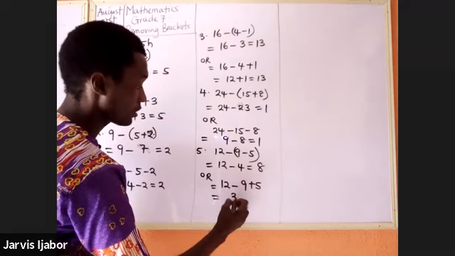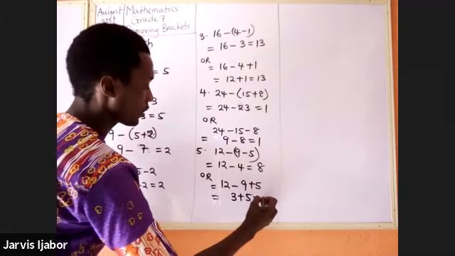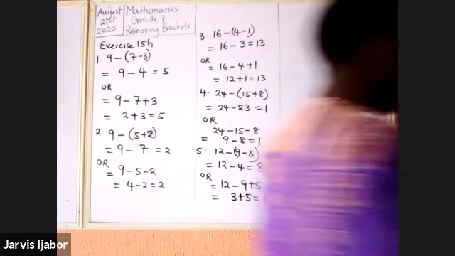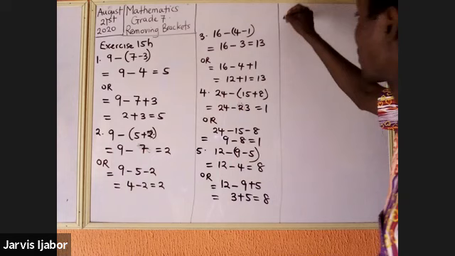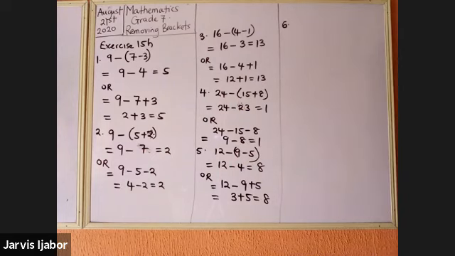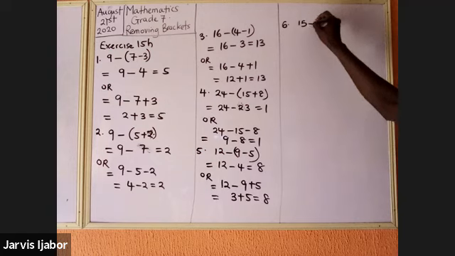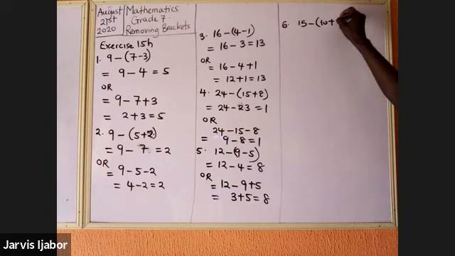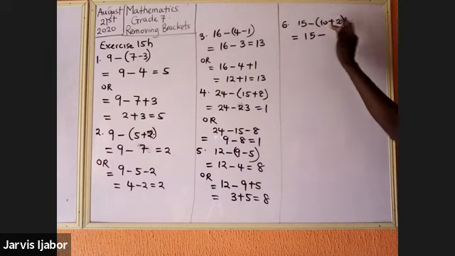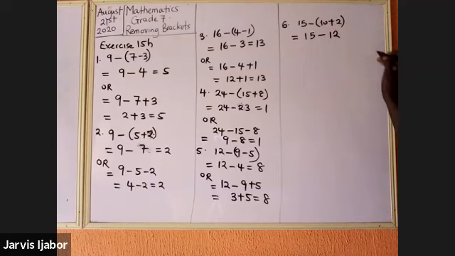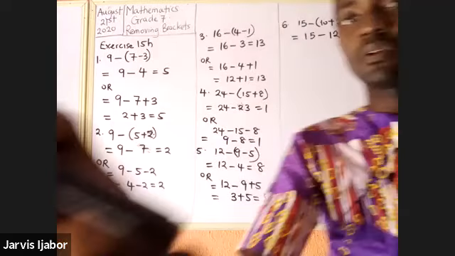This will give me 3 plus 5, and that will give me what? 8. That's for question 5. For question 6, we have 15 minus, in brackets, 10 plus 2. What does that give you? This will give you 15 minus, add these two, treat the bracket first. You're going to get 12.